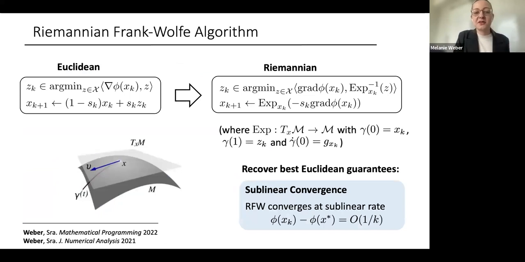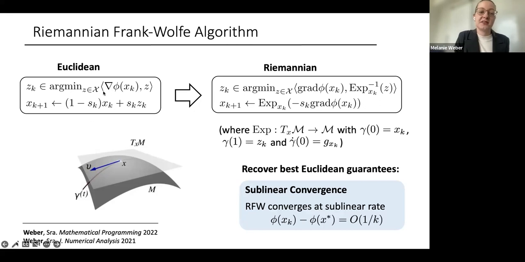So to extend this algorithm to the Riemannian setting, we have to look at the two key steps in the algorithm and generalize them to manifolds. The first key step in the algorithm, as we said, is this linear oracle. So we can generalize that to the Riemannian setting by evaluating the Riemannian gradient instead of the Euclidean gradient, and then searching along a geodesic instead of a straight line in the descent direction.